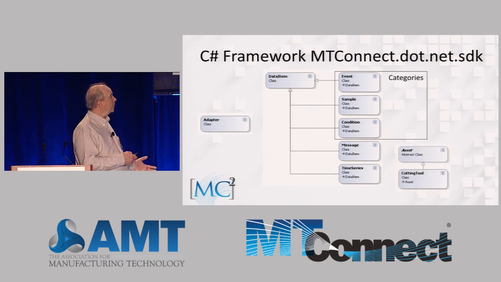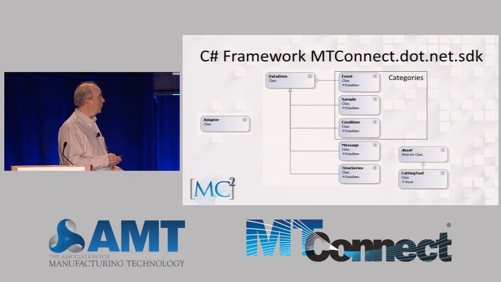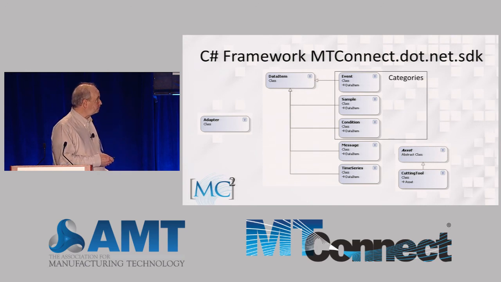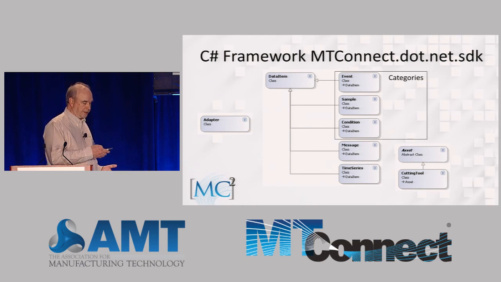And we have one other abstraction that we added in 1.2, which was assets. This currently only covers cutting tools, but I know there are plans to expand this into part type information, and some other types that will be involved in the later standards. So this is the basic framework that we use to build our adapters. It really simplifies the whole task.